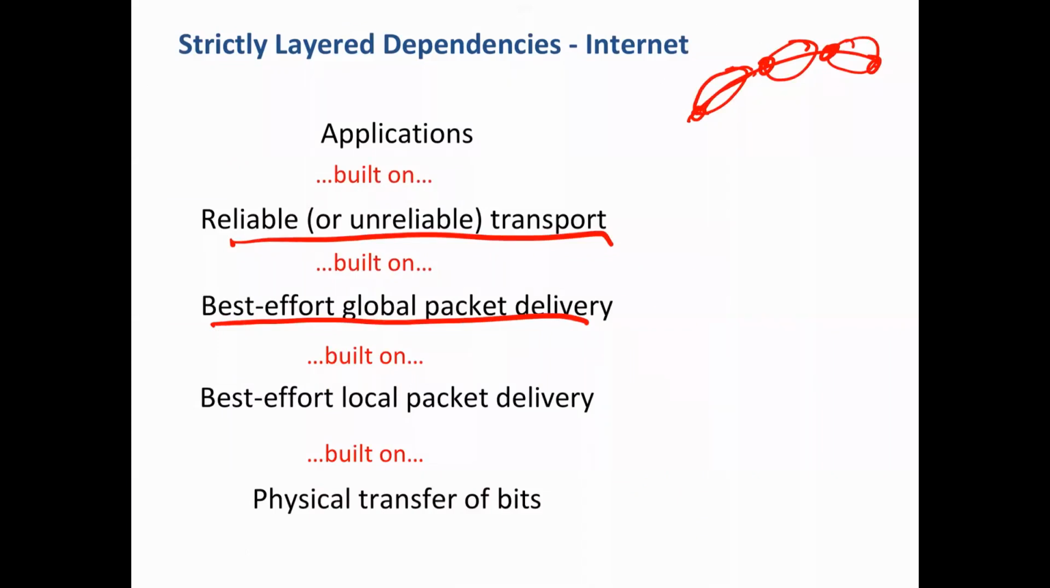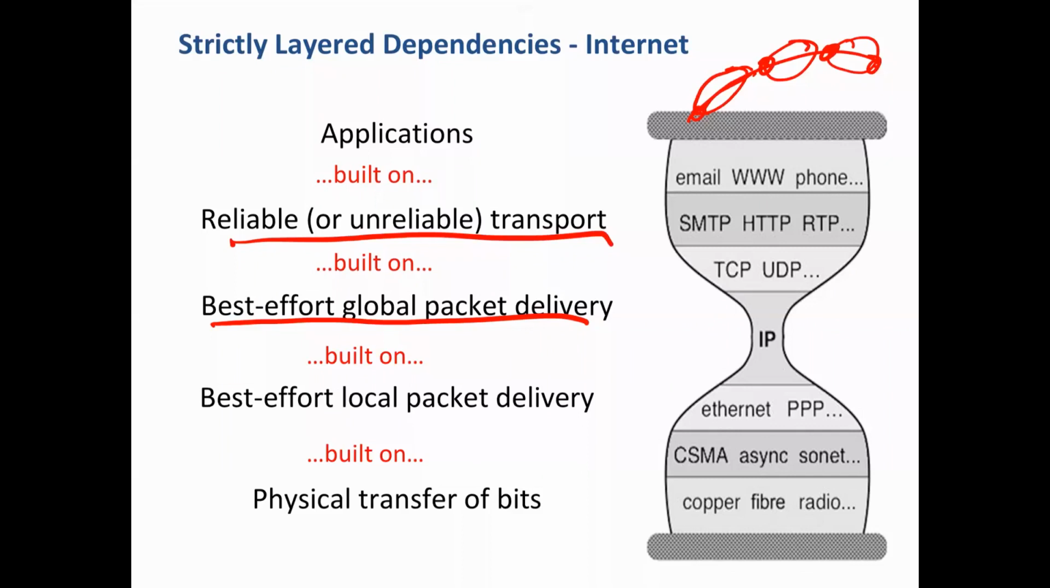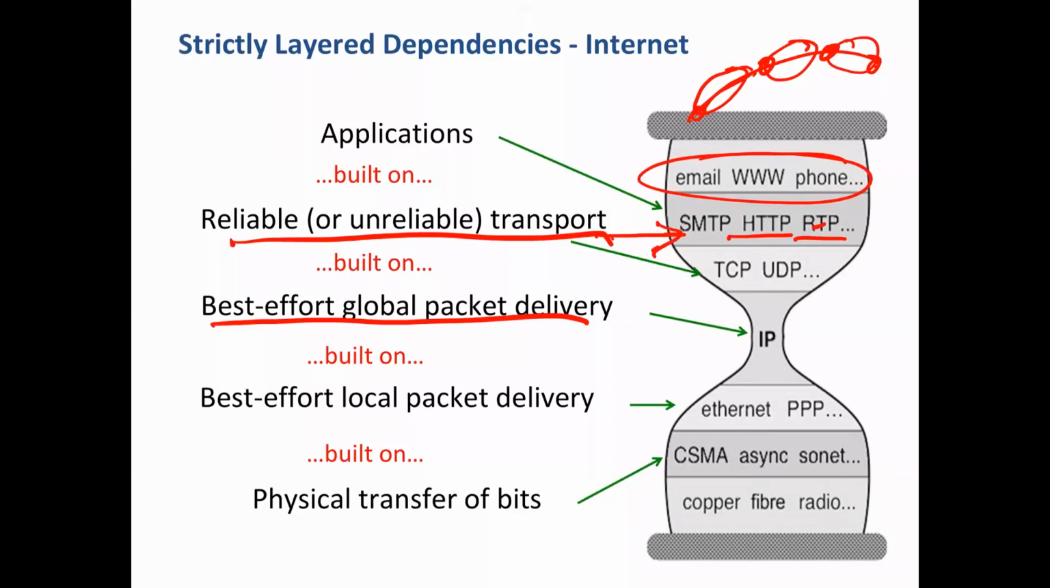Now, how will you translate this into protocols, right? So we can see applications are here at the top, like email, WWW, and phone. Reliable and unreliable transport are this one. Here, HTTP, RTP. So these are the apps, and these are based on TCP and UDP. TCP provides reliable delivery and UDP provides unreliable delivery.